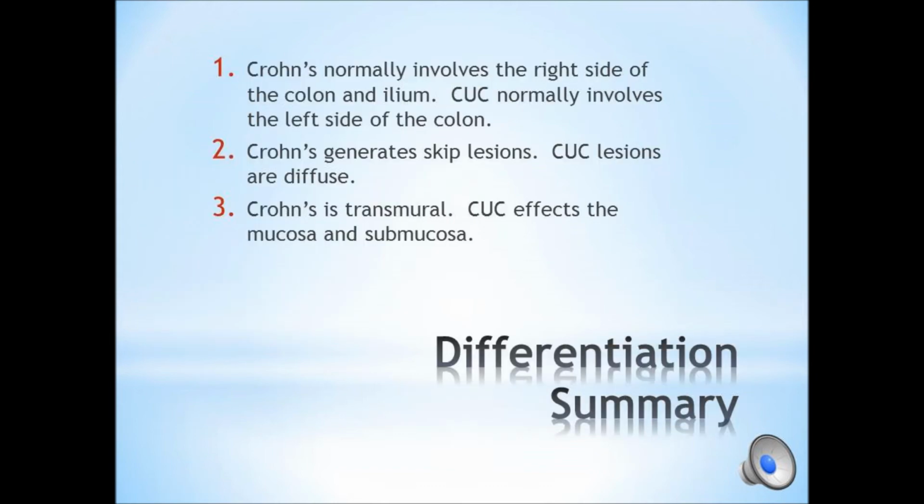So in terms of a review, the next few slides are showing the differentiation between Crohn's and CUC, which is what's going to be critical. So number one, Crohn's normally involves the right side of the colon and the ileum, while CUC normally involves the left side. Crohn's generates skip lesions, where CUC lesions are diffuse, and Crohn's is transmural, where CUC affects the mucosa and the submucosa.